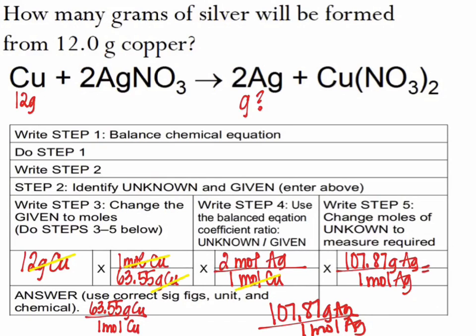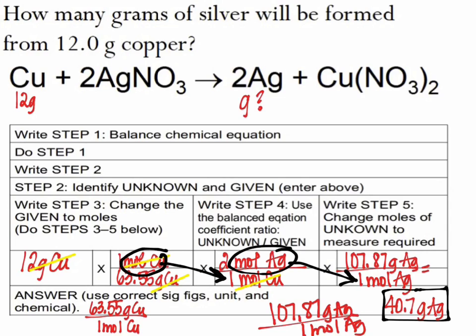And what do we get? I need 3 sig figs. 40.7? Yeah. 40.7 grams of silver. Yes, what's your question? No, because we have moles of silver, and so that needs to go on bottom here. Okay? So make sure as you're doing this that what goes on top is carried down to the bottom in your next step.